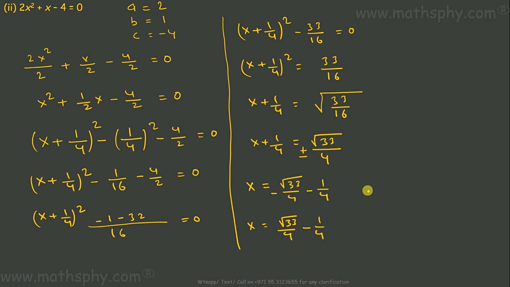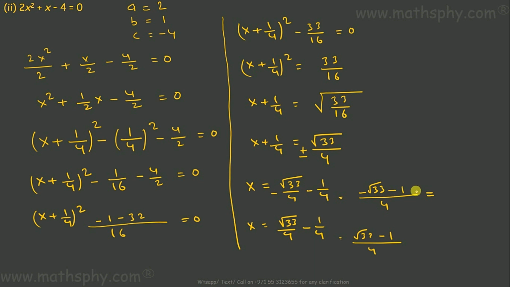We solve this, you get negative root 33 minus 1. We solve this, you get positive root 33 minus 1.